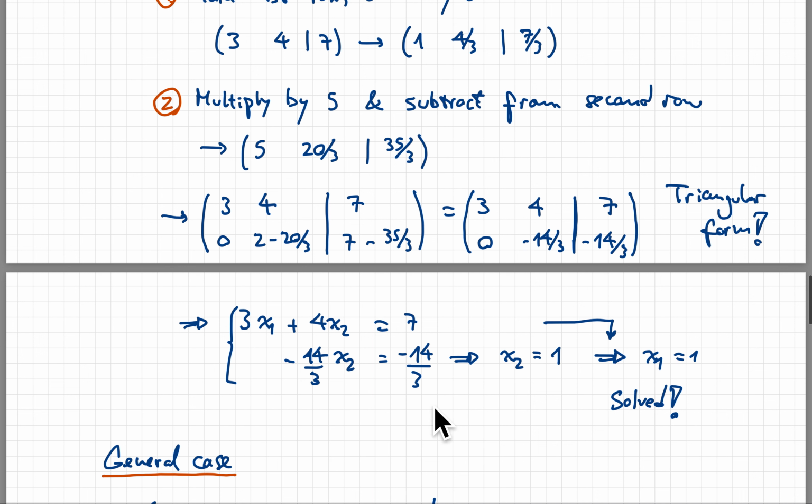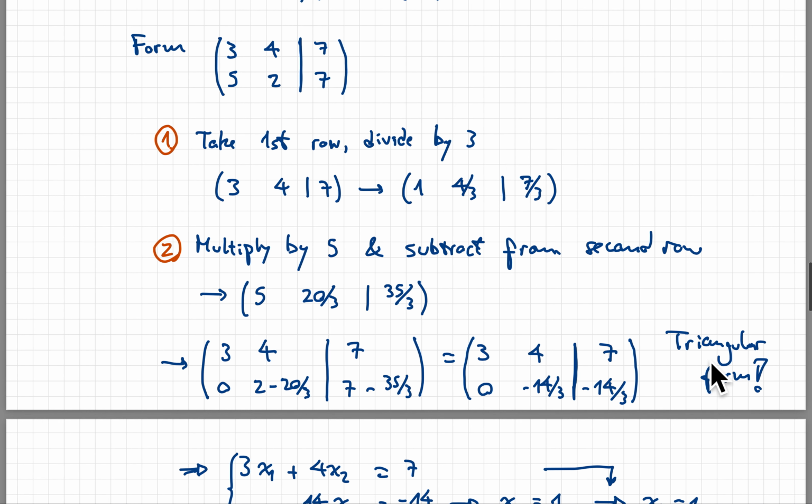We rewrite now the equations in the new form. We have 14 divided by 3 with a minus sign times x2. It has to be minus 14 divided by 3 again, so x2 has to be 1. Very easy to see. And then if you go ahead and put x2 equal to 1 here, you see right away that x1 also has to be 1, because 3x1 plus 4 equals 7. You put the 4 on the other side of the equation, you get 3x1 equals 3, and so you see that x1 is equal to 1. And this is how you solve it.